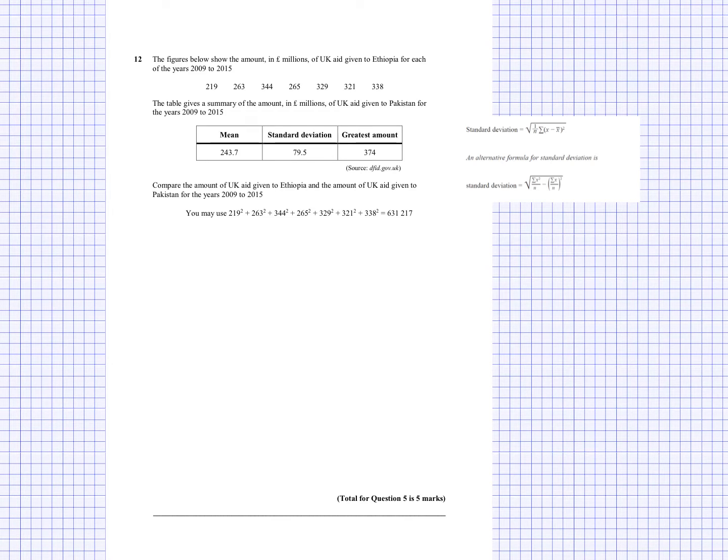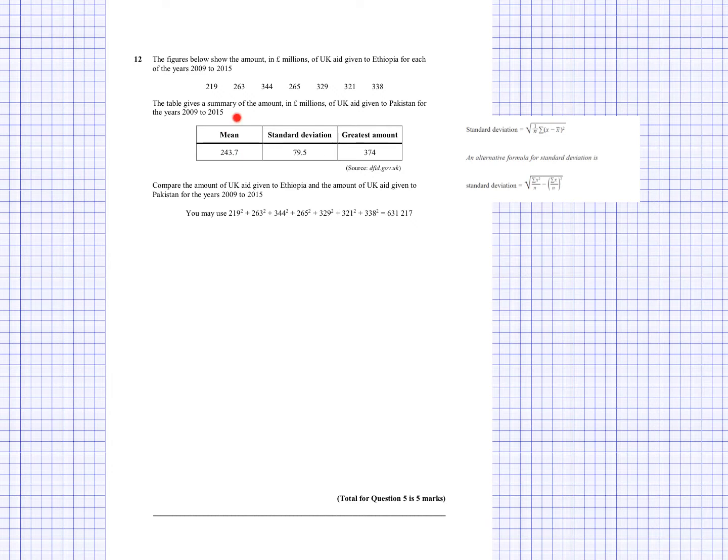You may use, and then there's this number that we had here for Ethiopia, the values have been squared and added together. Okay, so squared and added together, and that's the value there. Now, I've got the formula for standard deviation here because this is what we're going to need. Now, if we're going to compare, they've given us the mean and the standard deviation and the greatest amount.